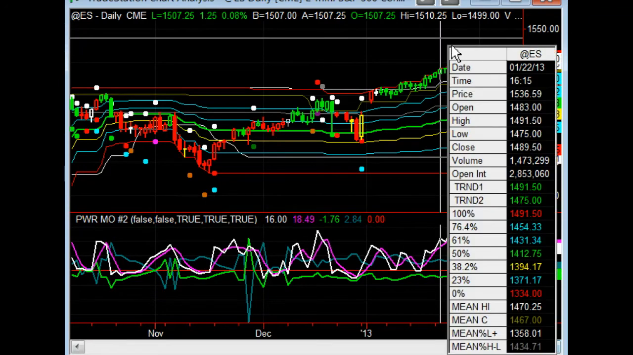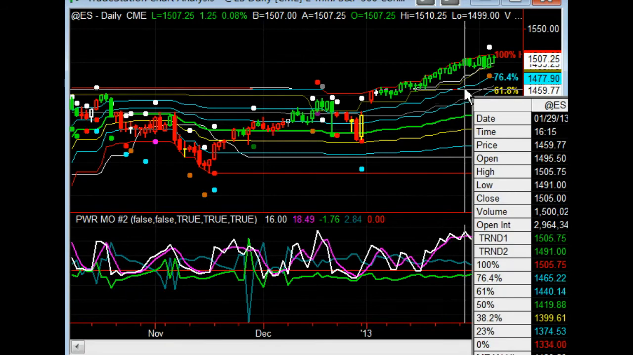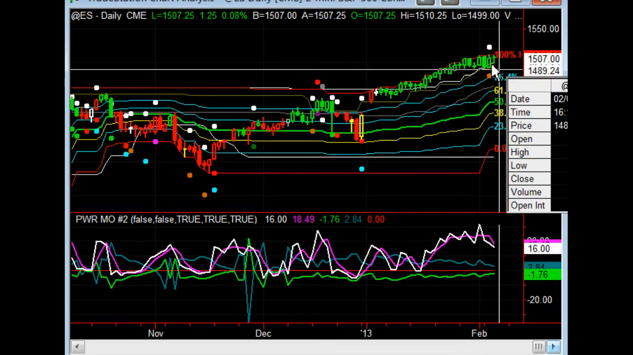So the value right there would show up on the side. 1477, I believe. Is that the 76% is at 14. I gotta be in the right spot here. Oh, come on, it's not cooperating.